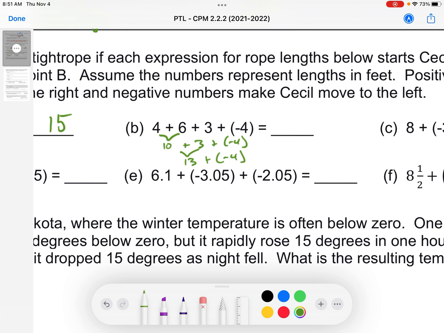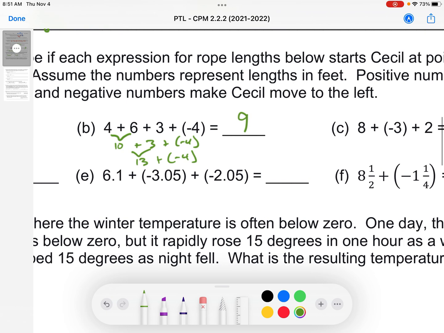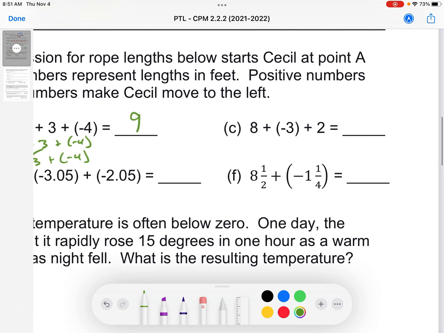The plus -4 says I'm going 4 to the left. 8 plus -3 plus 2, right? So 8, I'll represent it a different way, plus 8 minus 3 plus 2. Right? Where am I going to go? Well, plus 8 minus 3, plus a -3 is positive 5. 5 plus 2 is 7.